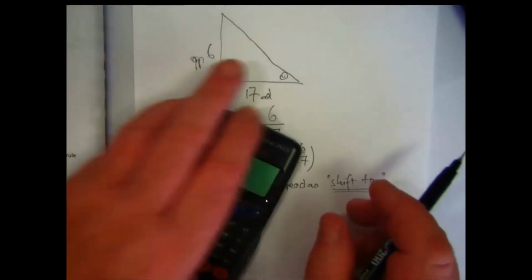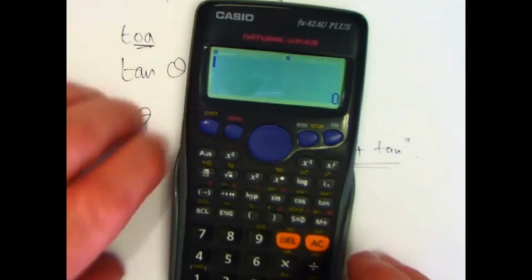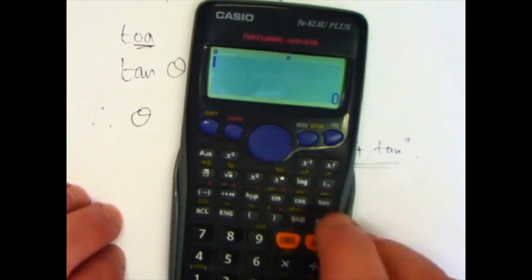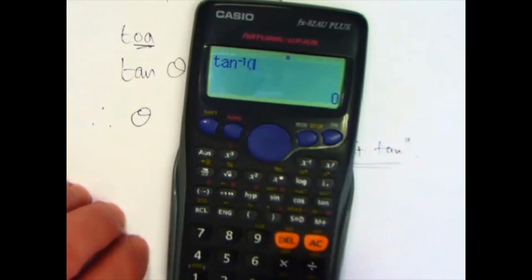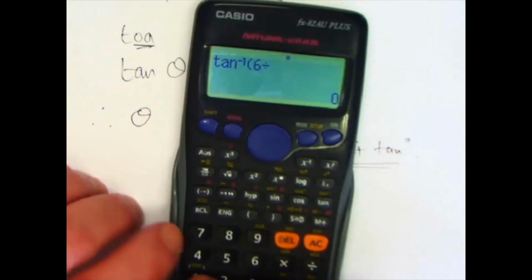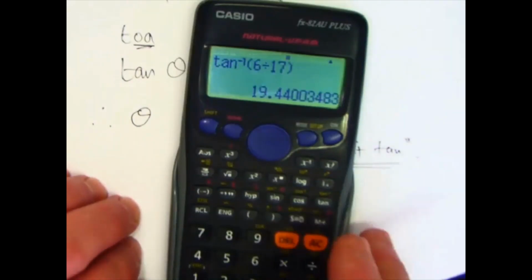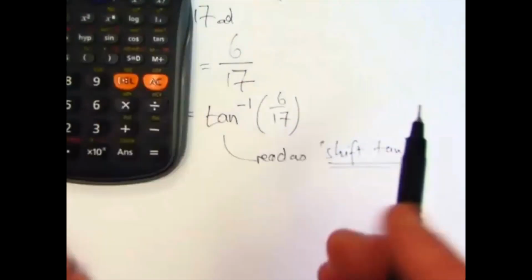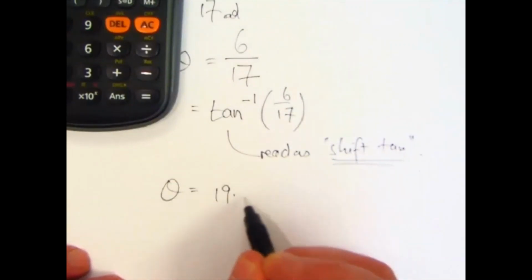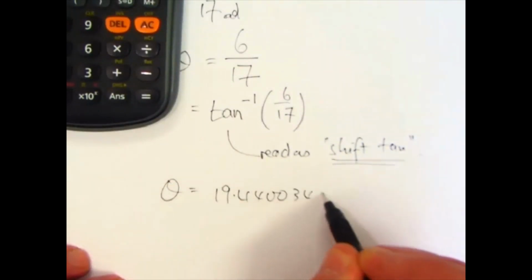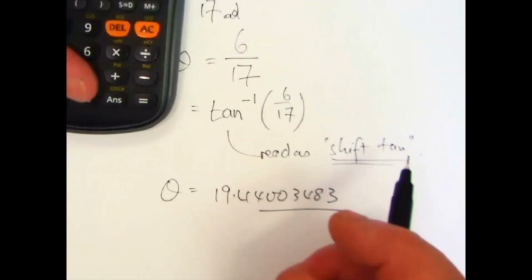So showing you on the calculator here, I turn it on. Okay, now shift, the little mark comes up, tan, watch what happens. See, tan negative 1. So tan negative 1 means shift tan. Now I put the ratio in, 6 divided by 17, close brackets for good practice, equals. Okay, bingo. In other words, what it's done is it's actually converted this ratio into an angle. 19.44003483. Most of this is meaningless, but I'll show you how to make meaning of it in a minute.